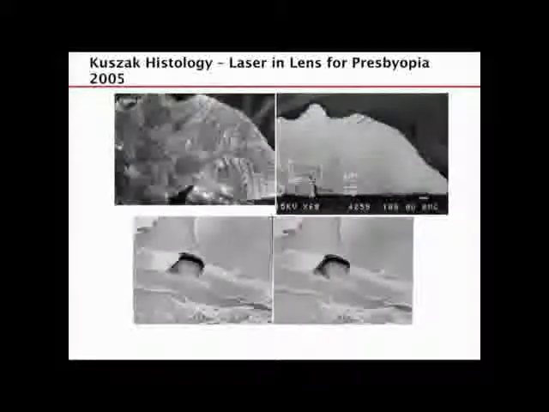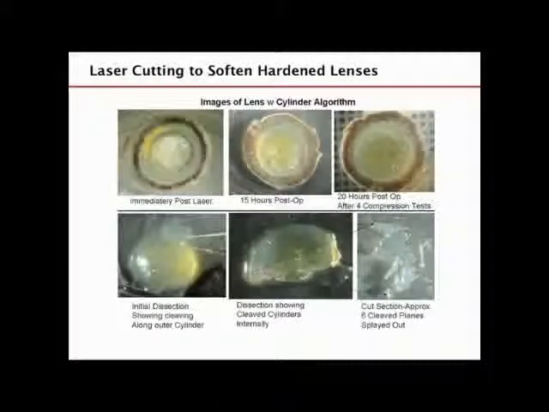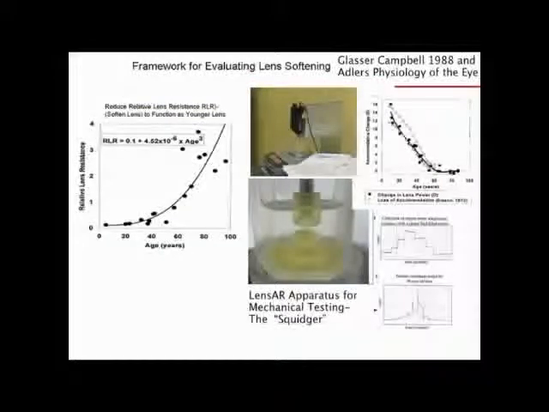We improved on compression testing of lenses that Glasser and Campbell had shown in 1988 and 1989. We measured absolute forces, not relative, and assured that our testing was non-destructive. This work set a standard for how much softening might be required to achieve a certain accommodation level. A factor of 2.5 is estimated to achieve a 3 diopter improvement for a 65-year-old lens.